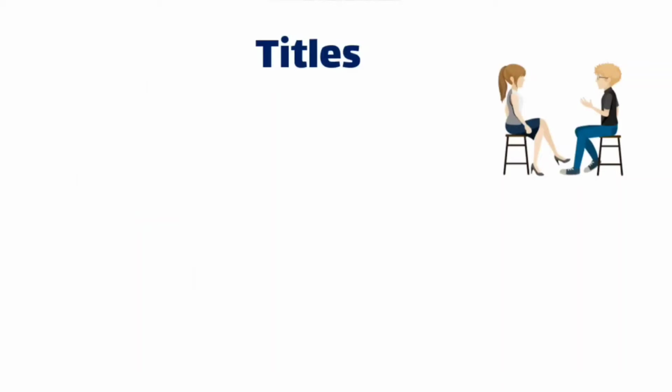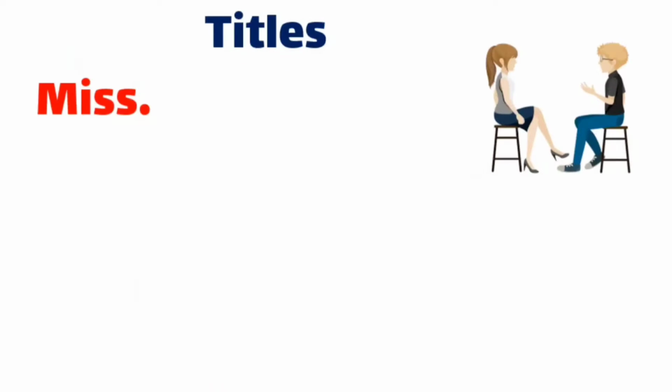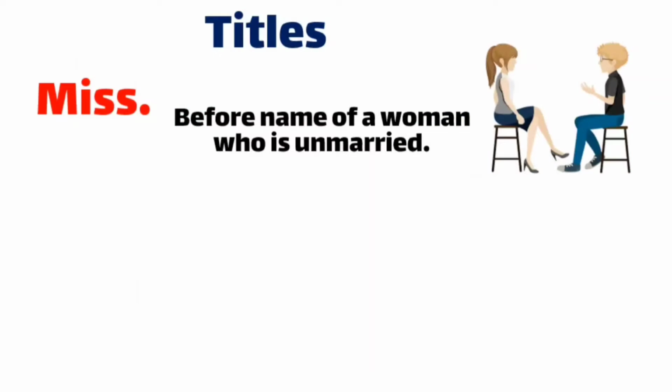Okay, first we talk about titles. The first title is Miss. We use Miss before the name of a woman who is unmarried, just for the sake of politeness or for the sake of respect. If you're talking or writing to a woman who is unmarried, you should use the word Miss before her name. It's just respect, okay?